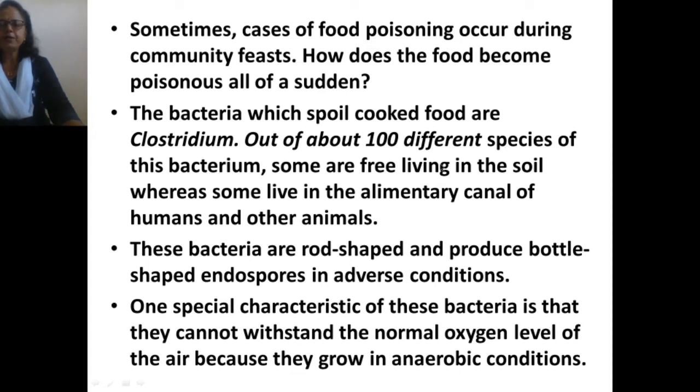Out of 100 different species of this bacterium, some are free living in the soil. Listen carefully. About 100 different species are there, and some are free living in the soil, whereas some live in the alimentary canal of humans and other animals. These bacteria are rod-shaped and produce bottle-shaped endospores in adverse conditions. One special characteristic of these bacteria is that they cannot withstand the normal oxygen level of the air because they grow in anaerobic conditions. This means these harmful Clostridium bacteria grow without oxygen. It is called the anaerobic condition.